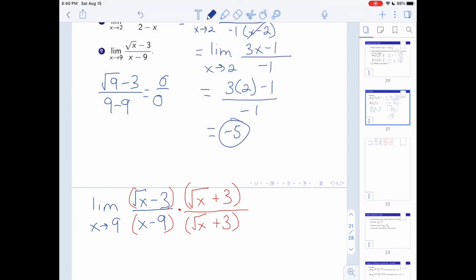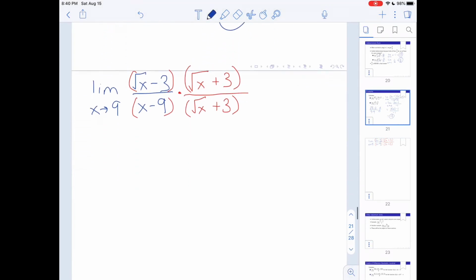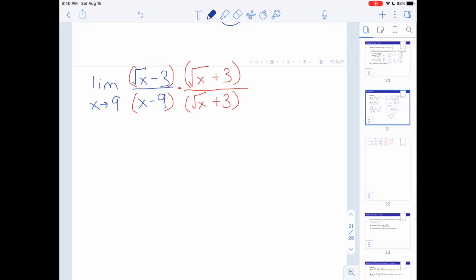Now, since I've done that in the numerator and the denominator, I'm really just multiplying by 1, and I haven't changed the value of my function. I'm just going to change the form of it. All right, so that's going to get us to, we're trying to calculate the limit as x approaches 9. I'm going to multiply on the top, but not on the bottom, and you'll see why in just a moment.